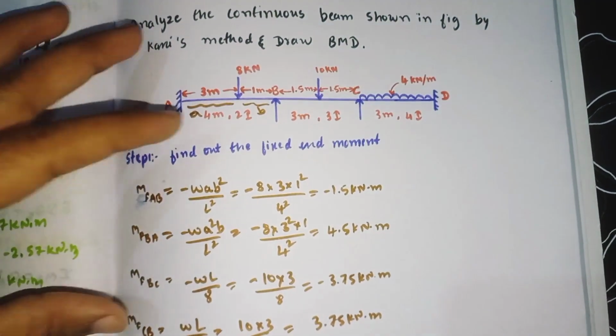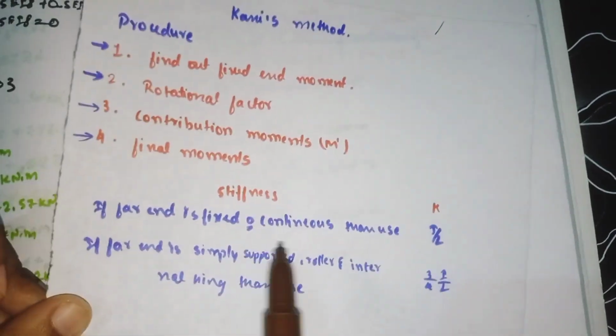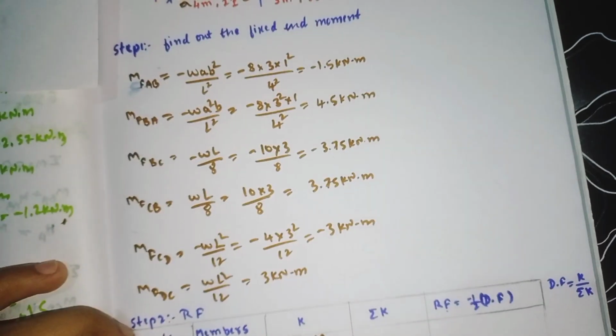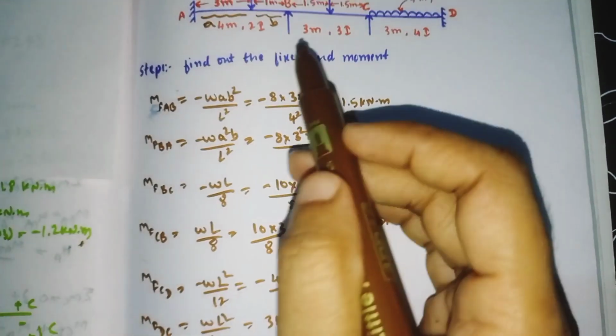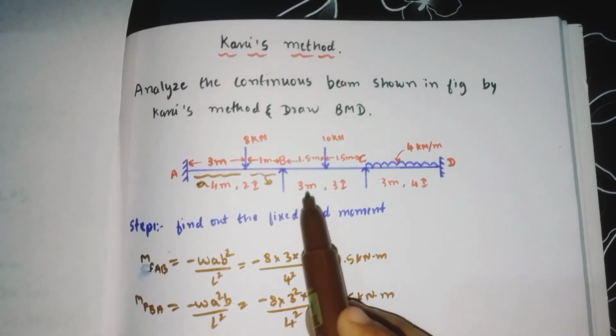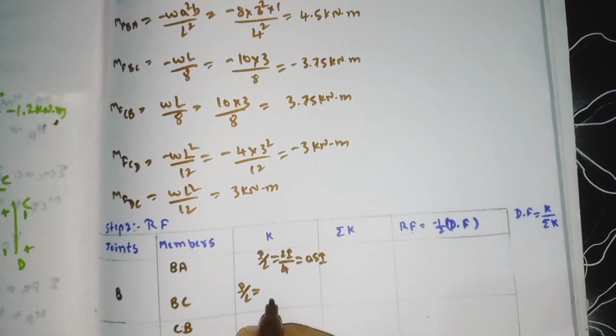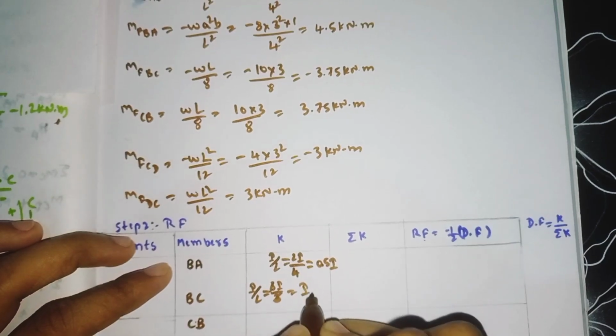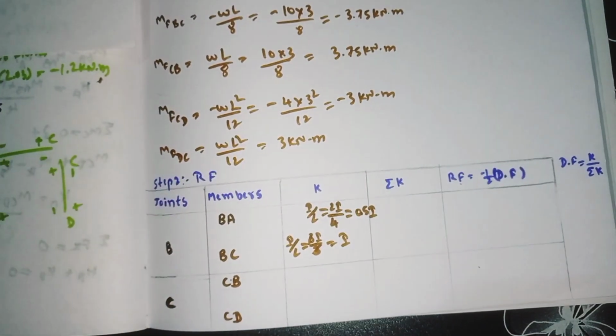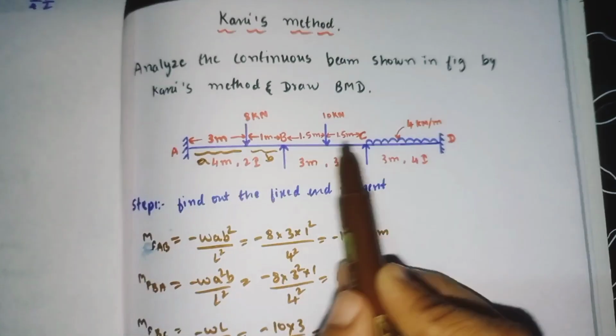So for continuous also we need to use the I divided by L. For BC, I divided by L is equal to, for BC, I is 3I and length is 3 meter. Put this value here. 3I divided by 3, 3 will get cancelled. Remaining is I. For CB, it is continuous.